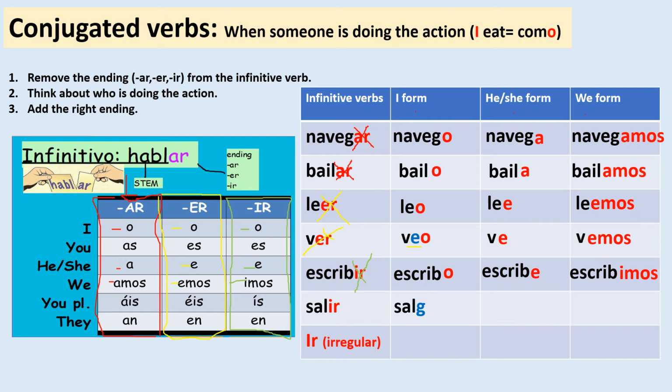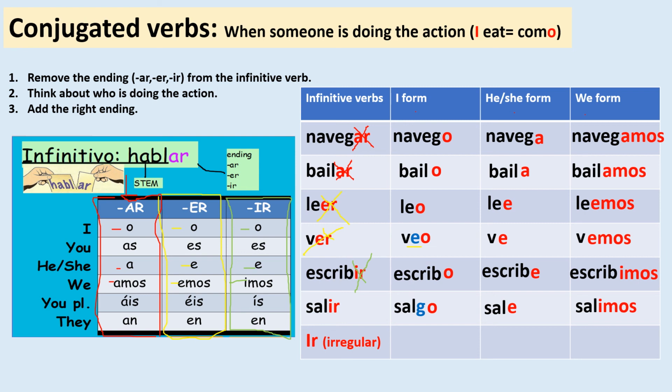Salir, again, the I form is slightly irregular, so we are going to add that G, and then again, it's in the IR column, so we keep the stem, and then we're going to add the ending for the I form, which is O, and we have salgo. Then for the he or she form, it follows the regular rules, so forget about the G. We're going to add the he or she ending, which is E, and we have he or she goes out, so sale. And for the we form, we keep the stem, we add the we ending, and we have salimos, we go out.